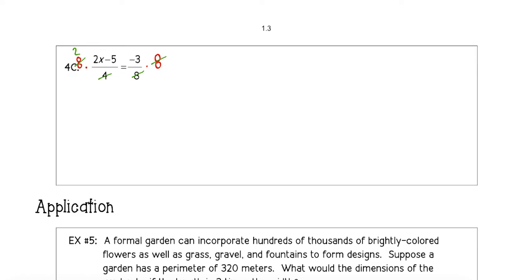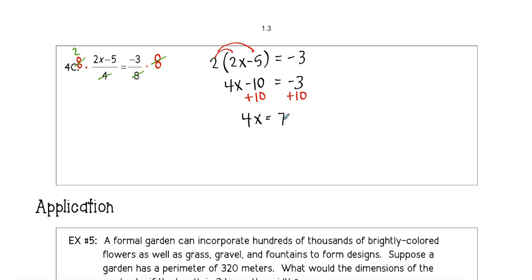Okay, so I'm going to rewrite this so we don't make a mistake. So now I have 2, and then you have to multiply 2 times this whole thing: 2x minus 5 equals, and on this side I have just -3 because those canceled. And now it's not scary, you know how to handle it, it's not a big deal. So let's go ahead and distribute. I'm going to get 4x minus 10 equals -3. Back to our basic two steps. Add 10, add 10. So I get 4x equals 7.